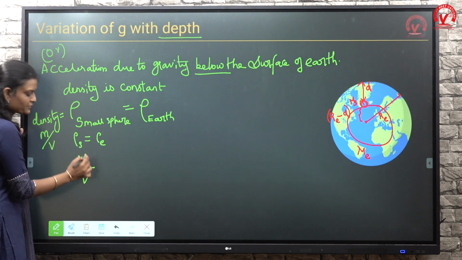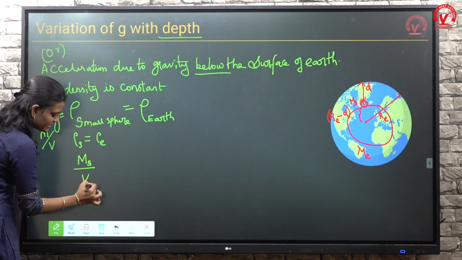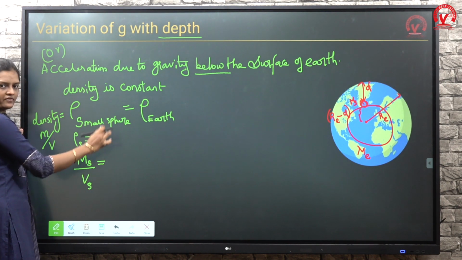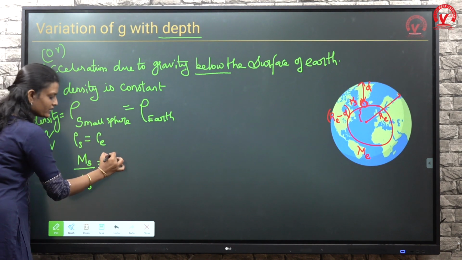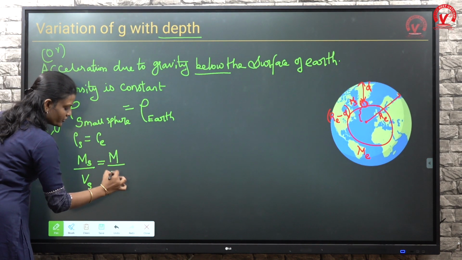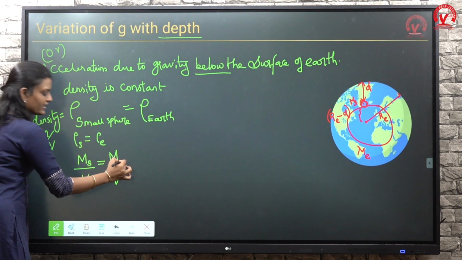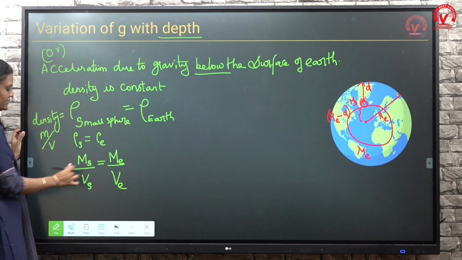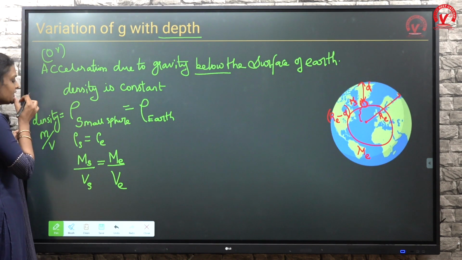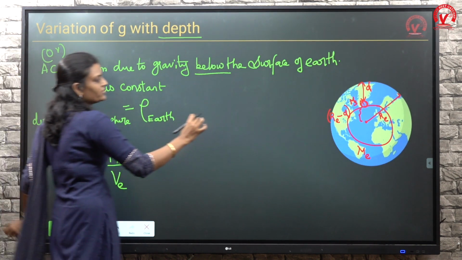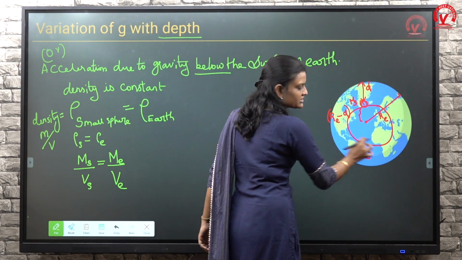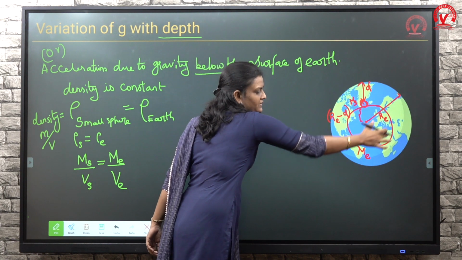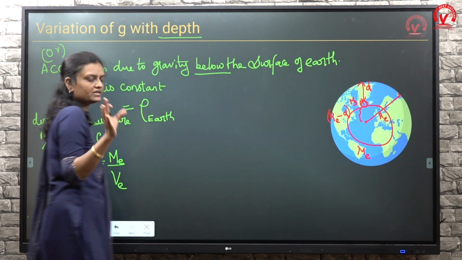For the small sphere I am going to represent it with S, and this is the density of air, that is, density is equal to mass by volume. For Earth, I am going to represent it with E, mass by volume. Now I told you that this object we are keeping is spherical in shape.